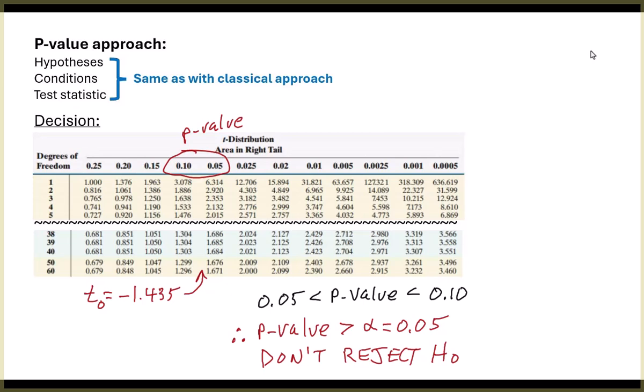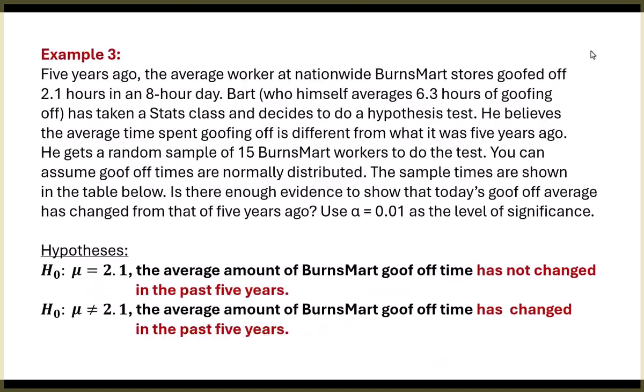Classical approach, p-value approach, we've seen two problems based on those. One more, last example. So what do we got here? 5 years ago, the average amount of time that workers spent goofing off was 2.1 hours. All right, Bart wants to know, has that changed in the intervening 5 years?